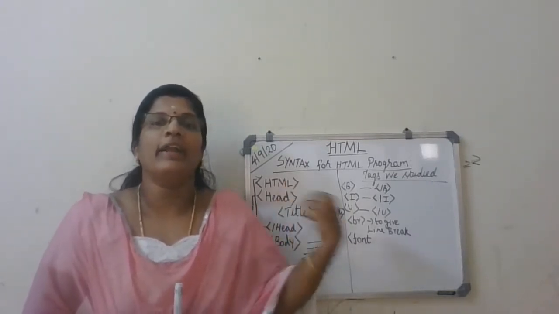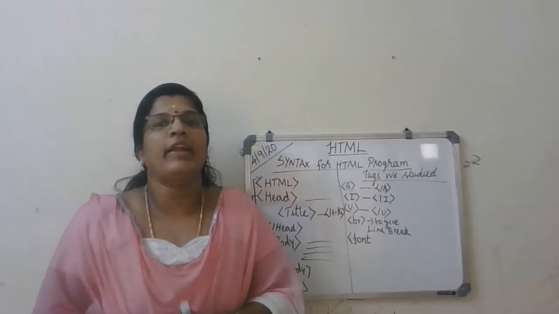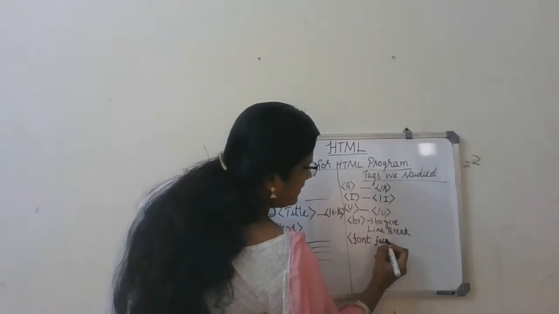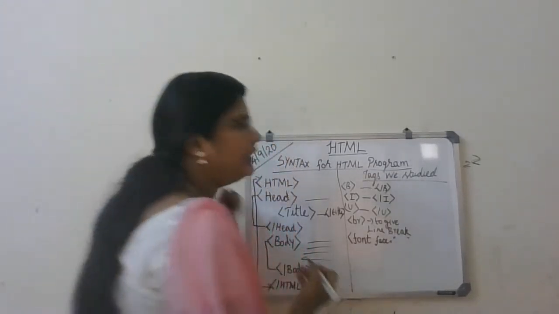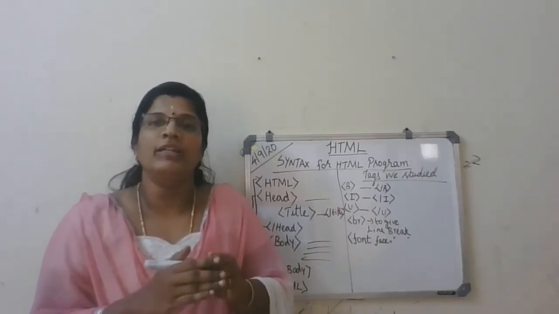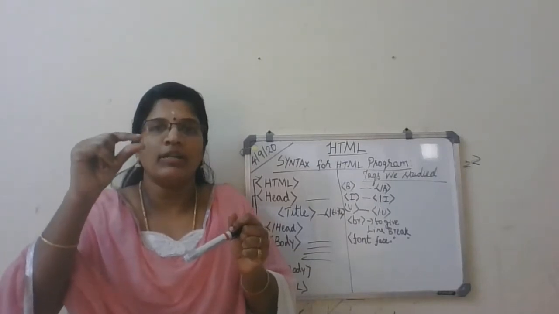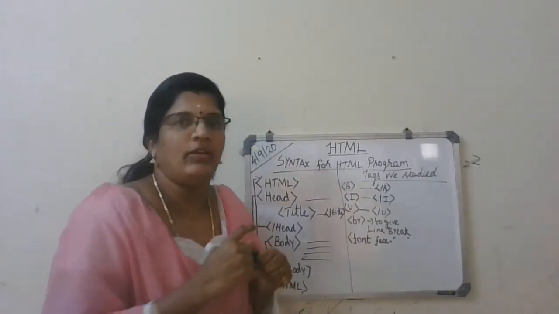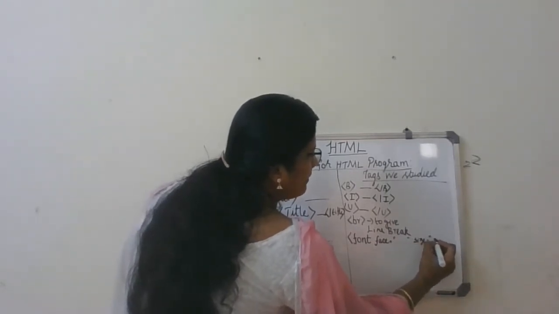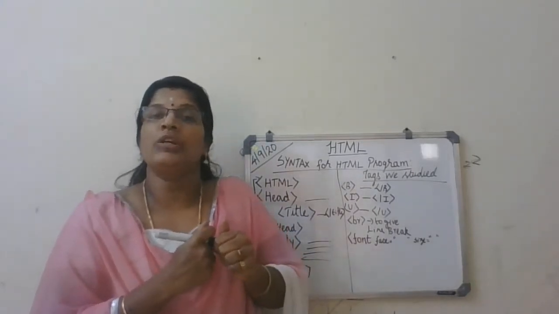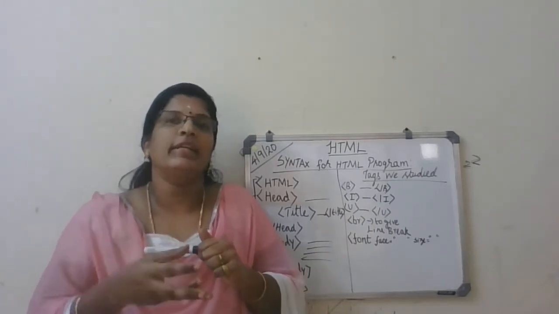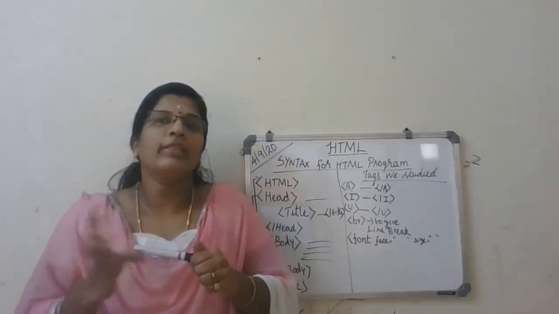So the first attribute is face. How should the handwriting look? What style of handwriting do you need? That is called face. So face is equal to, in double quotation you have to give it. Then what is the next attribute for font? It's size. You want a smaller size, bigger, or whatever size you need. So the second attribute is size is equal to double quotation. Give some number. Make sure you give it in double quotation. So 10, 20, 30, 36, 38, 48, 46, 72, anything you can give.